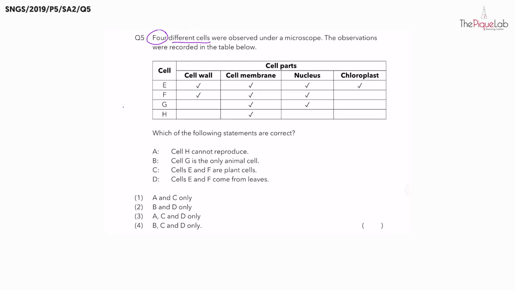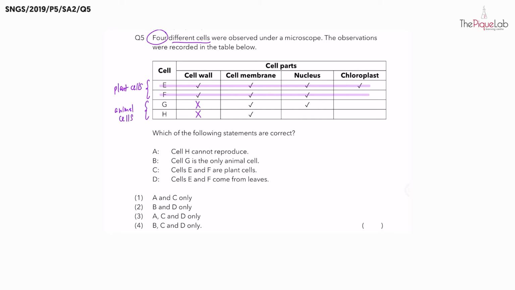So if you take a look at the table, which 2 cells have this cell wall? You have cell E and cell F. So since these 2 cells have the cell wall, would that make them plant cells or animal cells? We know immediately that these 2 cells would be plant cells. What about cells G and H, where the cell wall is absent? Would these be plant cells or animal cells? Since the cell wall is absent in these 2 cells, G and H would be animal cells.